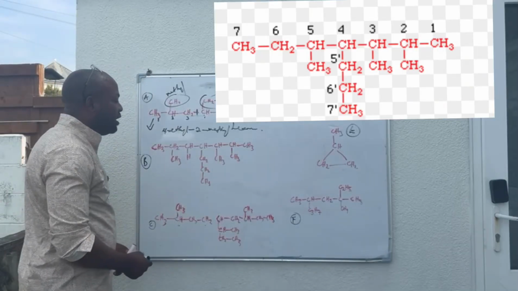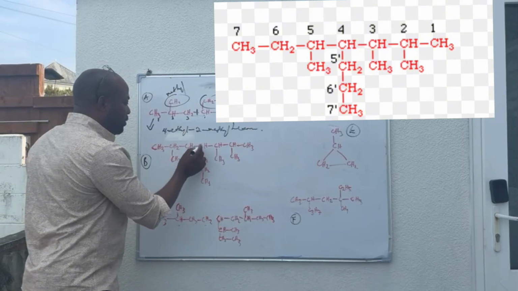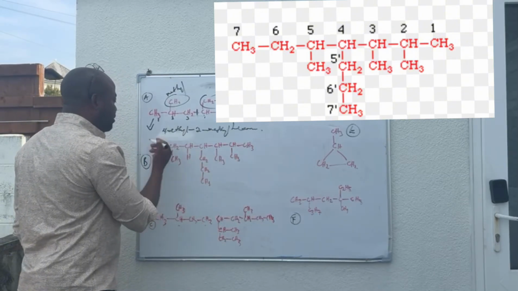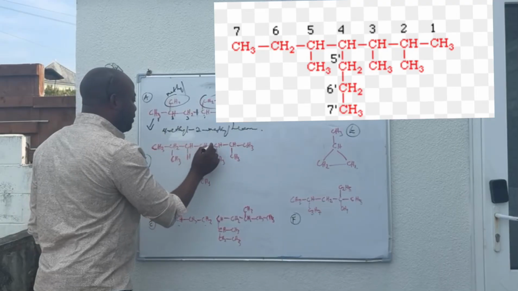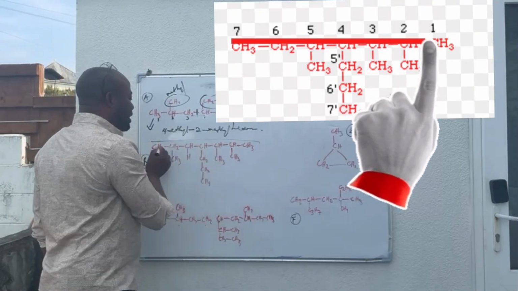Now, if you look at the second one, you can easily identify the longest chain. You come from here: 1, 2, 3, 4, 5, 6, 7. 7 complete. So you just use this one because all are still the same thing.